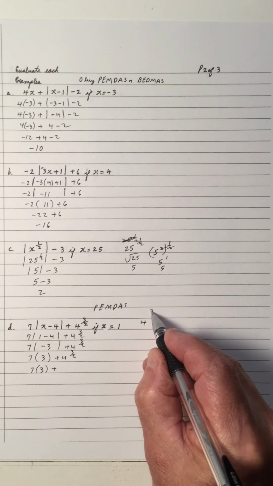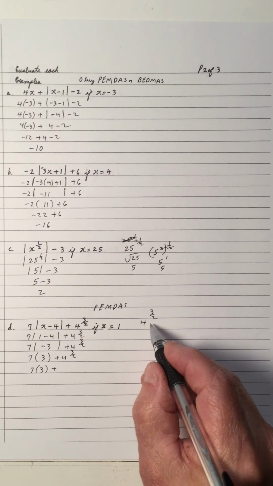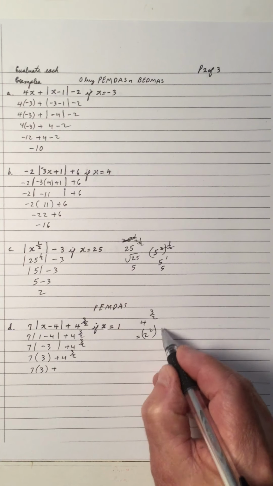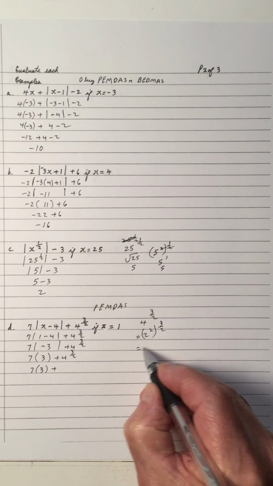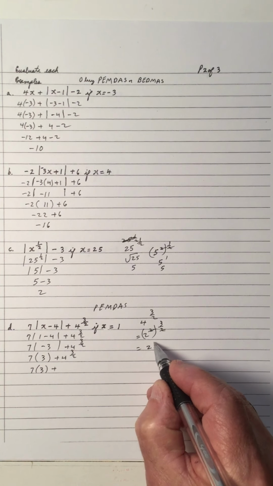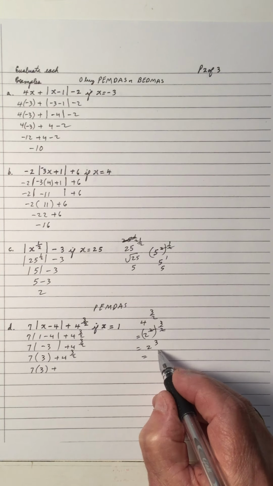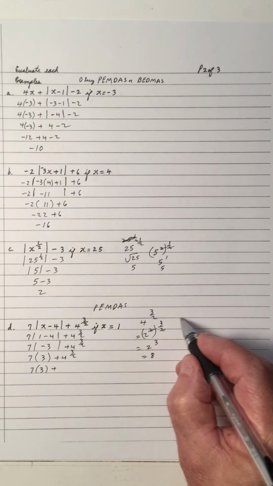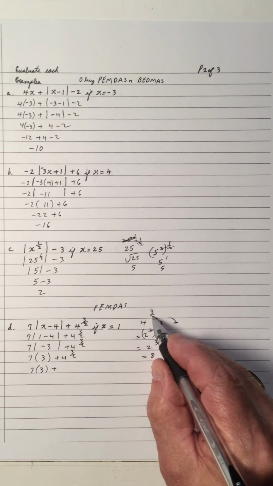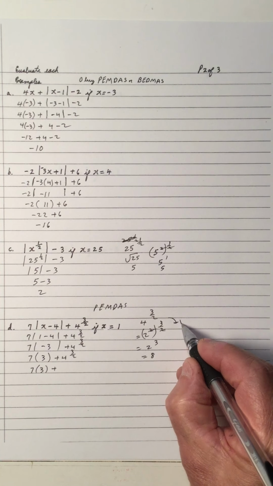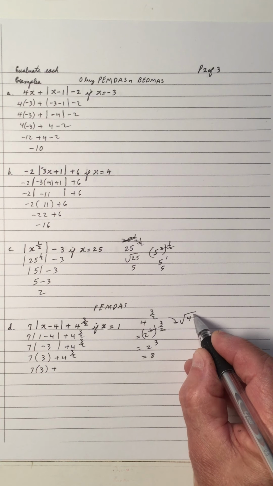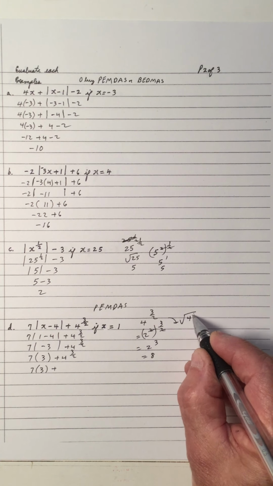So 4 to the 3 over 2, you could work it, that 4 is 2 squared, to the 3 over 2. Again, a power of a power, they cancel, so you get 2 cubed. 2 times 2 times 2 is 8. Or you could use the square root of 4, and that's 4 cubed, or you could have the cube on the outside.